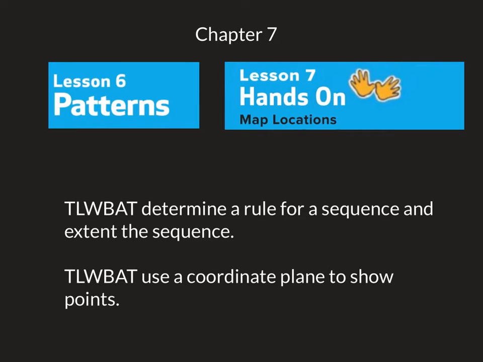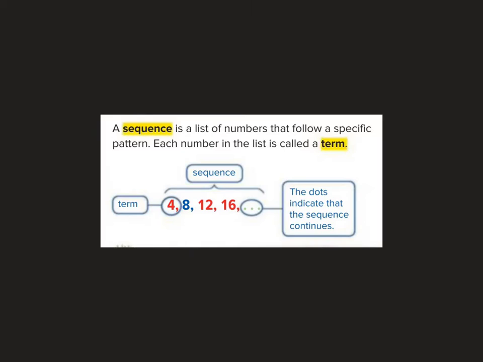We are in chapter 7. I combined chapters 6 and 7 because they are both a little bit on the easier side. So I thought we'd combine them and we can practice them together tomorrow. Our goal today is that we would be able to determine a rule for a sequence written in equation form and extend the sequence, in order to be able to use a coordinate plane to show points and show distances. So let's get started.